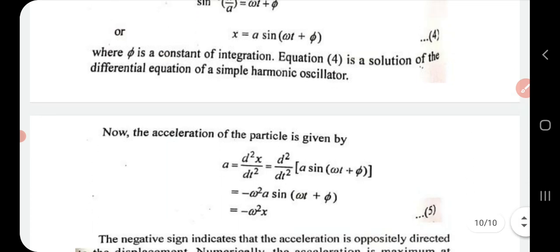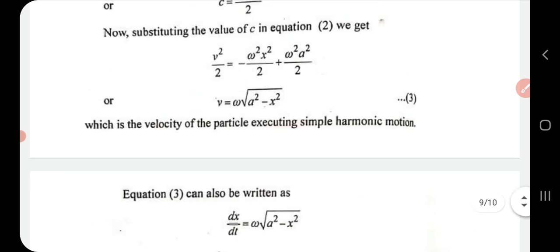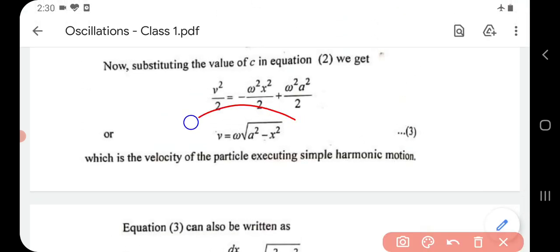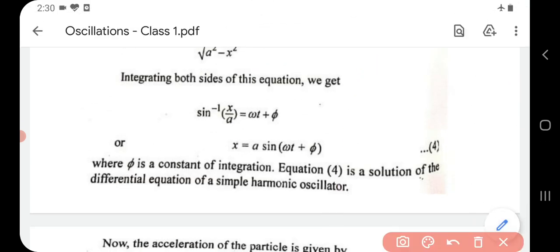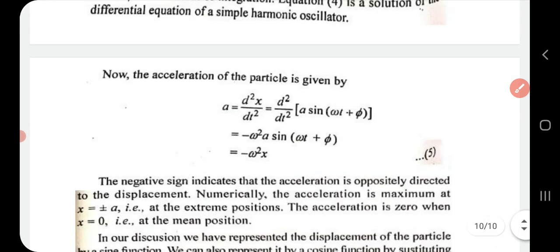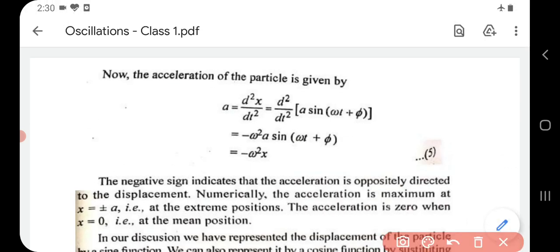Now we also got a formula to find v. What is it? v is equal to omega root a square minus x square. Similarly, in order to find acceleration you also have a formula. Learn that formula by heart, because you may have to use it while doing problems. Acceleration is minus omega square x. They will give the value of omega and all, and you will have to find the value of velocity and acceleration.